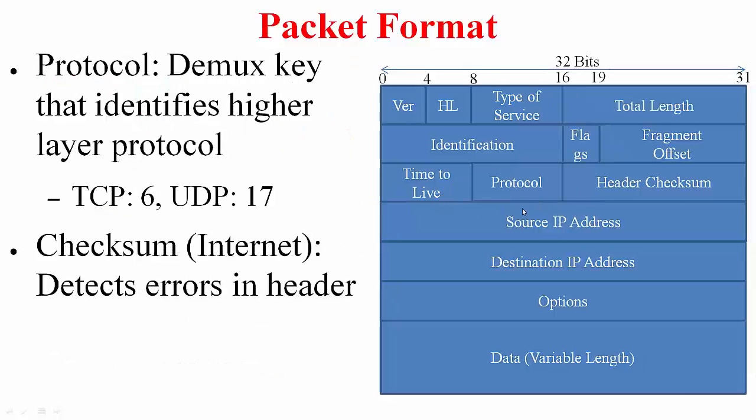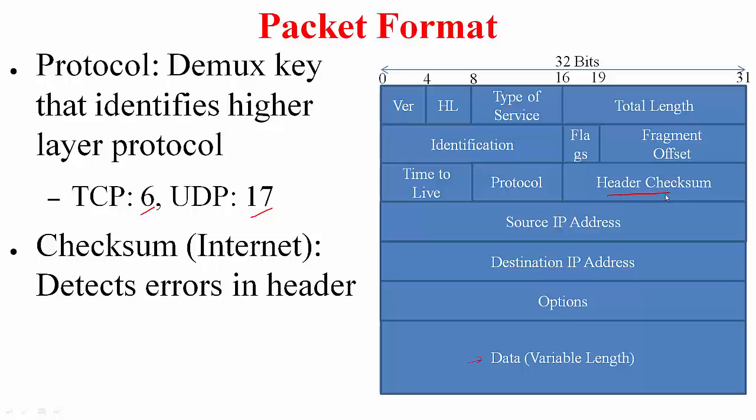Next is the protocol field, which you must be familiar with from before. So this is the demultiplexing key that identifies the higher layer protocol. So if you want this payload, the data, to pass to TCP, you set this value equal to 6. If you want to pass it to UDP, you set it equal to 17.